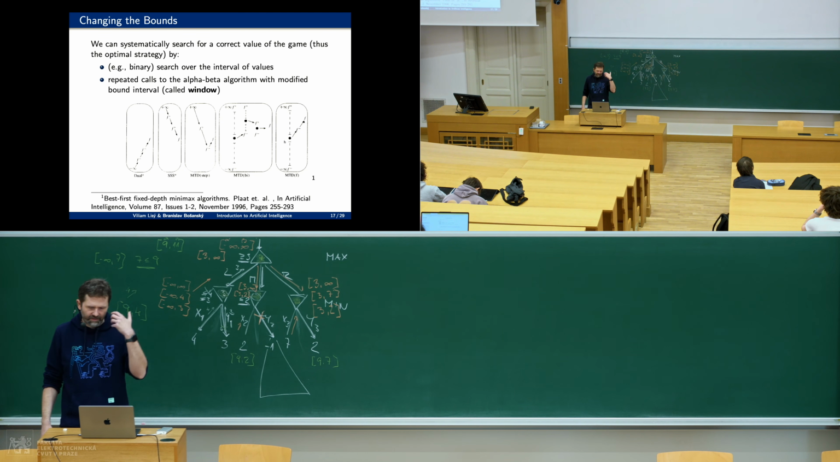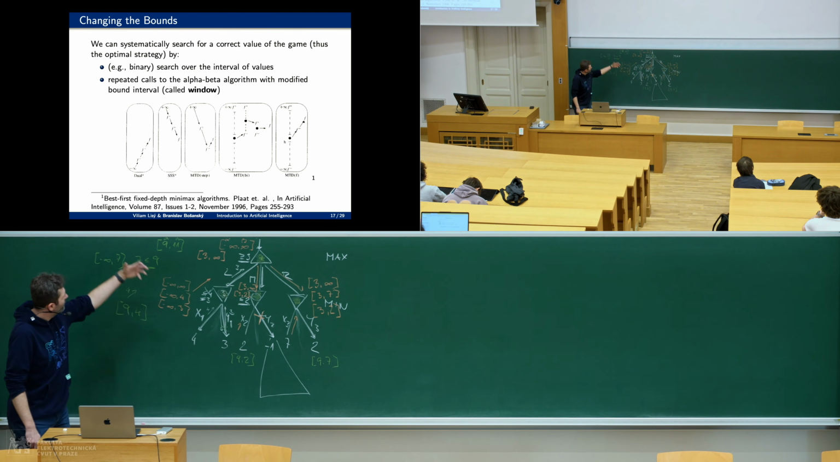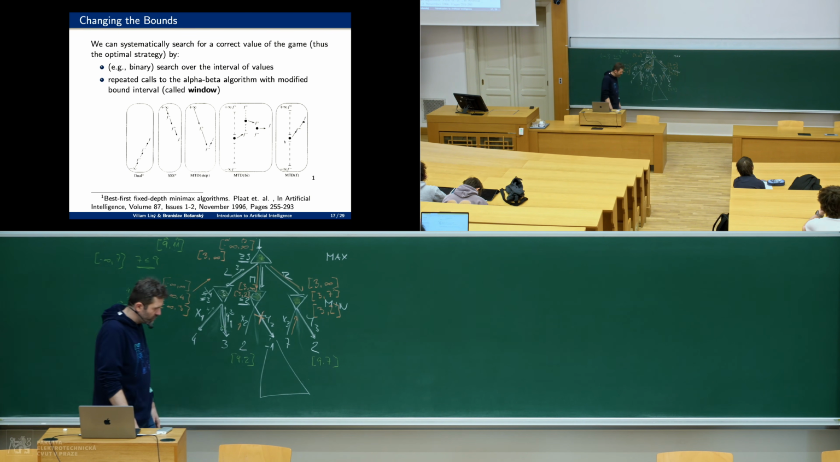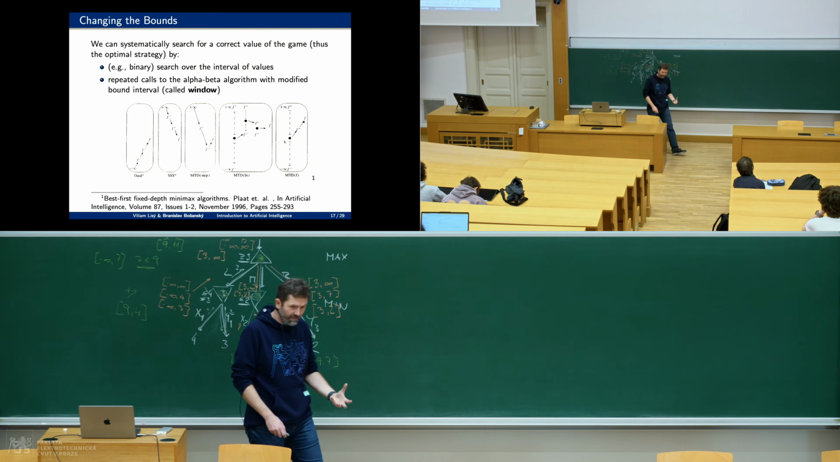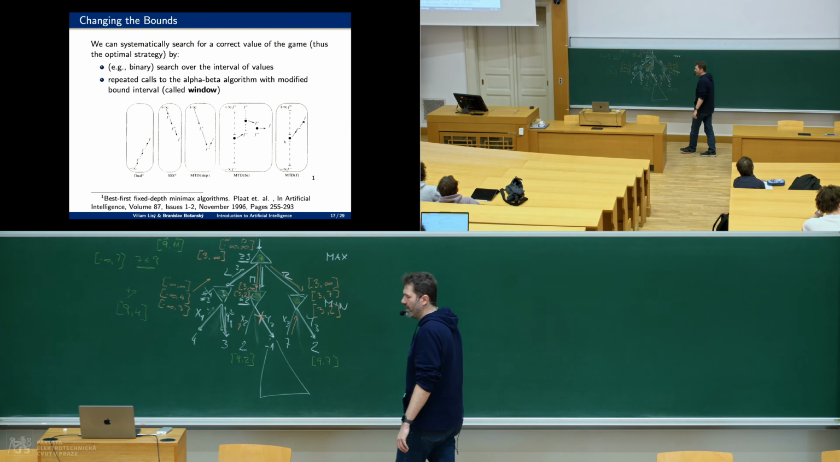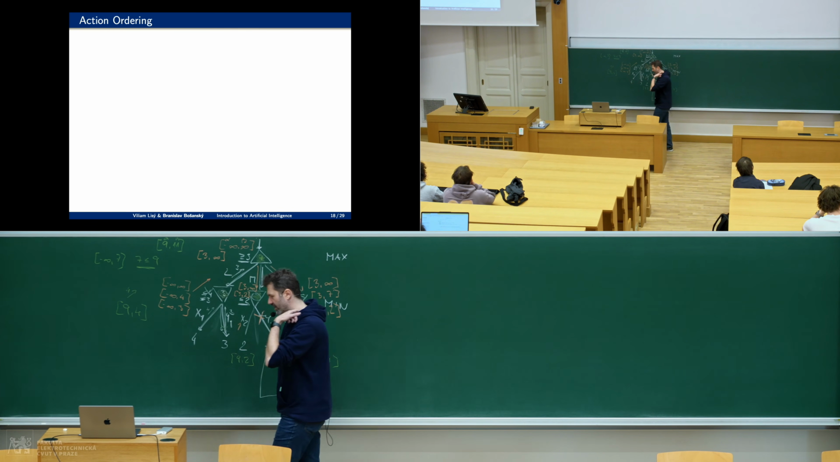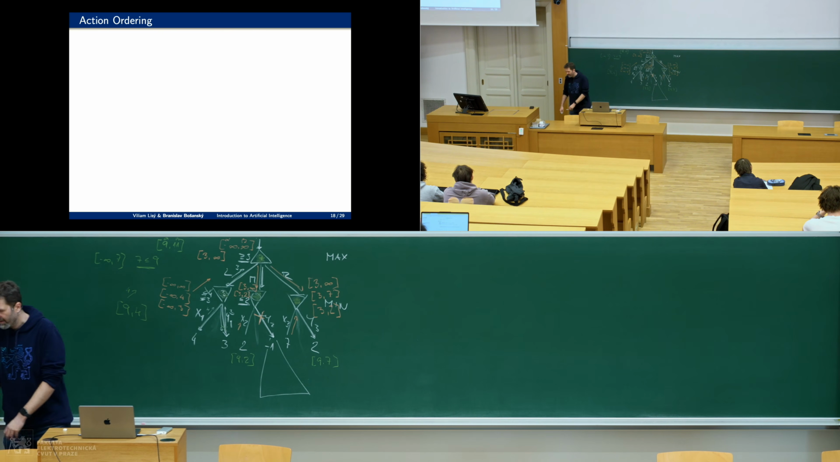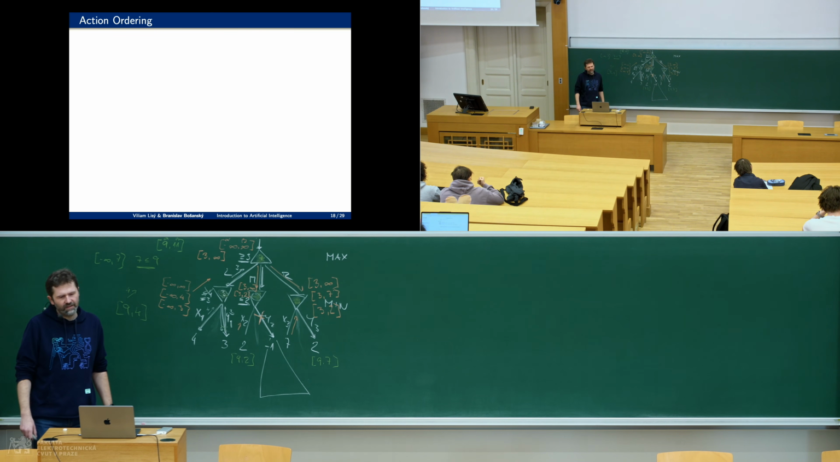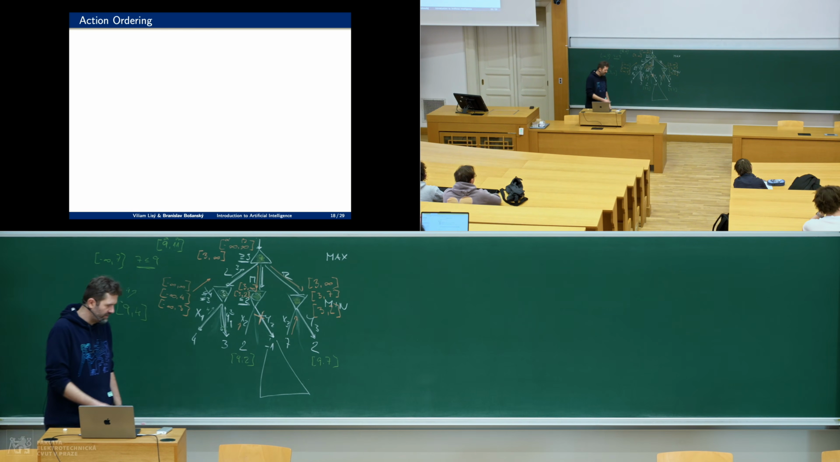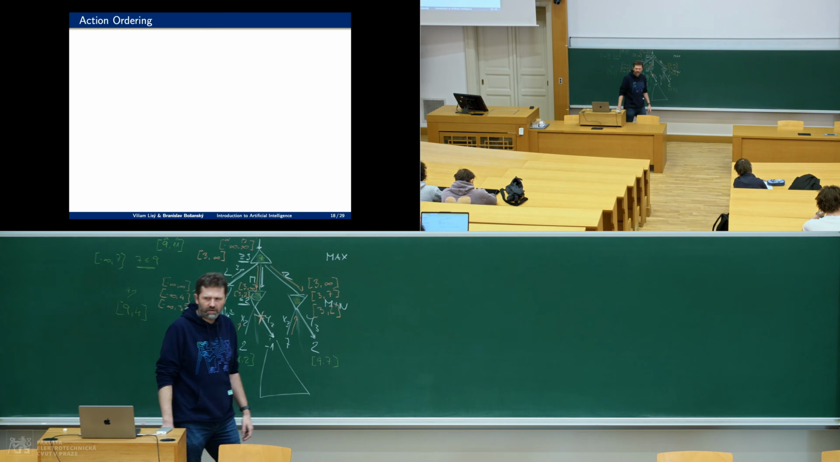So this is how we can modify and use the whole algorithm just using the bounds, and we can also change the bounds dynamically during the algorithm. So how can we do that? In order to understand why we should do that, it's important to know what the impact is of the order in which we explore the actions.